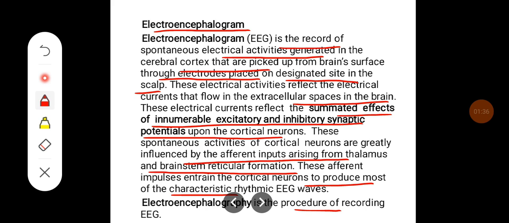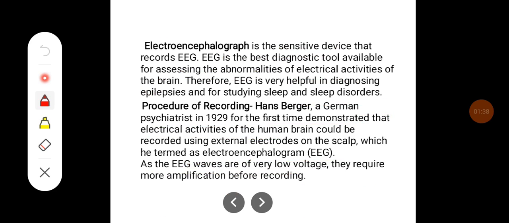Electroencephalography is the procedure of recording EEG. Electroencephalograph is the sensitive device that records EEG. EEG is the best diagnostic tool available for assessing the abnormalities of electrical activities of the brain. Therefore, EEG is very helpful in diagnosing epilepsies and for studying sleep and sleep disorders.